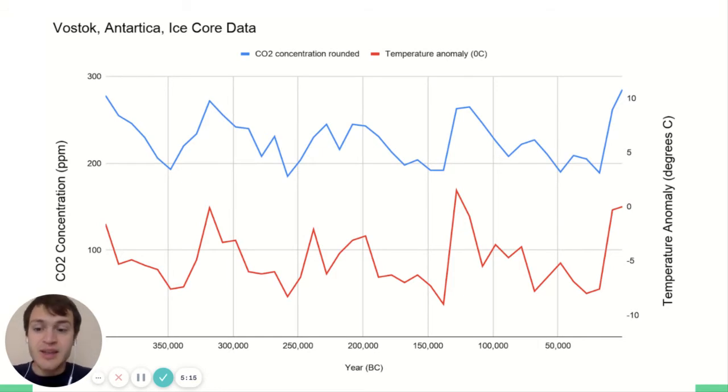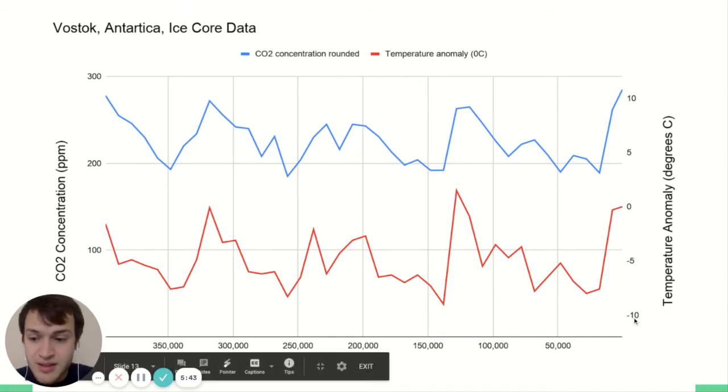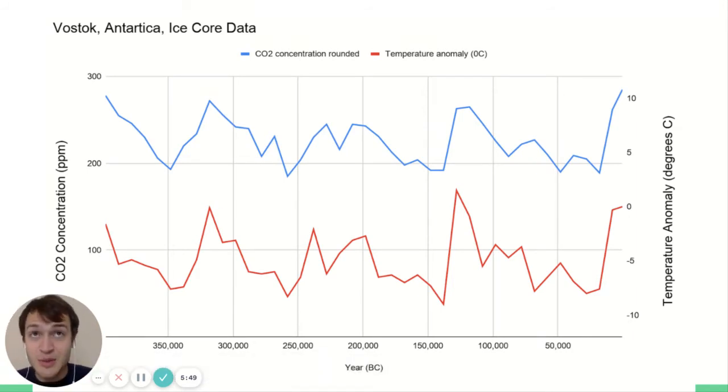So for this data, the average temperature in Antarctica at Vostok Station is negative 56 degrees Fahrenheit. Just kidding, negative 56 degrees Celsius, which is extremely cold. So temperature anomaly is the difference from negative 56 degrees Celsius. So if the number is 0, that means that the temperature there was not at 0, it was actually negative 56. If the temperature anomaly is minus 10, that means it was not minus 10 degrees Celsius, it was negative 66 degrees Celsius, because that's 10 degrees lower than negative 56.